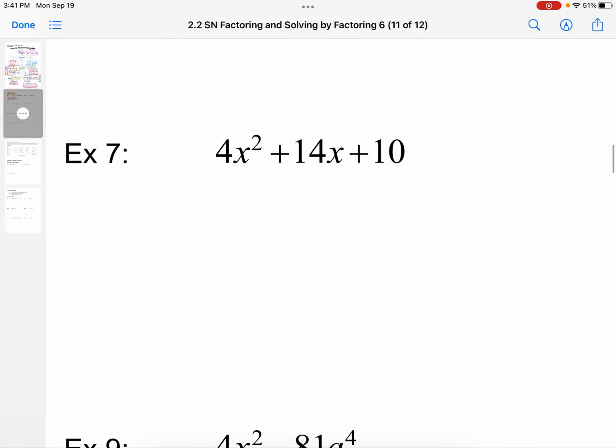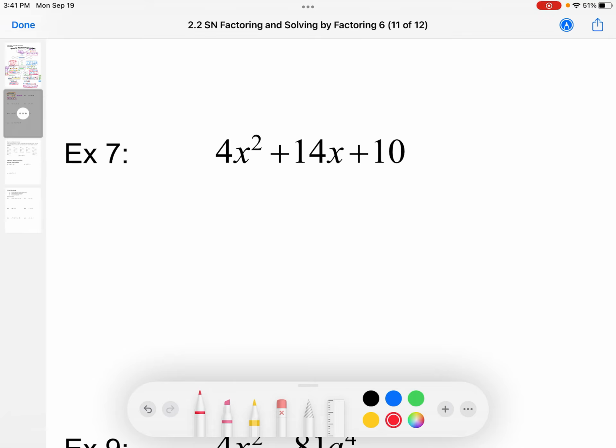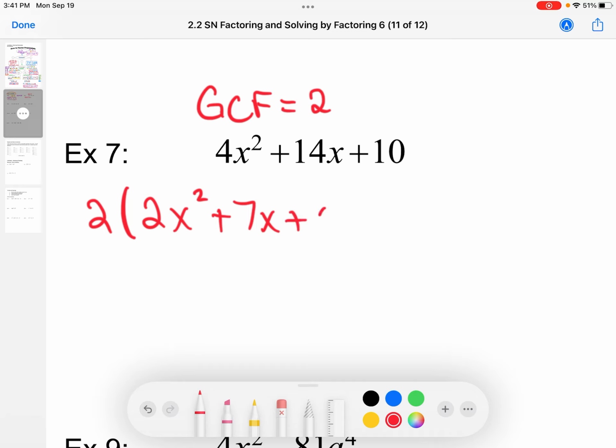First thing we always look for is a greatest common factor, and this has a greatest common factor of 2. There's no variable part to that greatest common, just the coefficient 2. So divide every term by 2. That gives us 2x squared plus 7x plus 5. Now, that is factored, but we need to verify if it's factored completely or not. So what we want to do is look at what's in the parentheses.